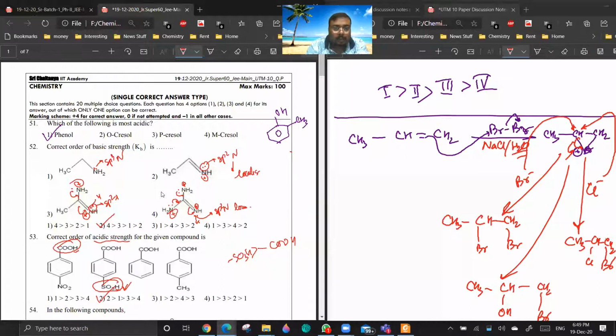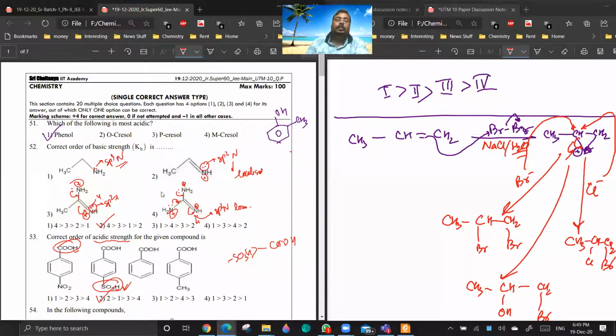So 4 in fact will be most acidic, then 3, then 1, and then 2. Because sp2 nitrogen is less basic than sp3 nitrogen. In both cases, the charge is localized. So if the cationic positive charge can be delocalized, basicity will automatically increase. Is it clear? Yes, sir. So 52 is done.